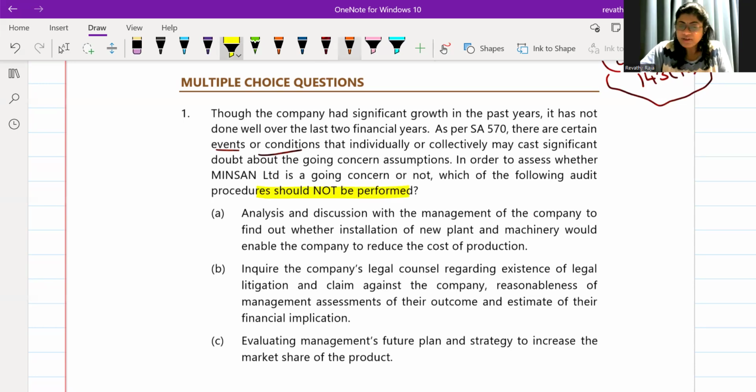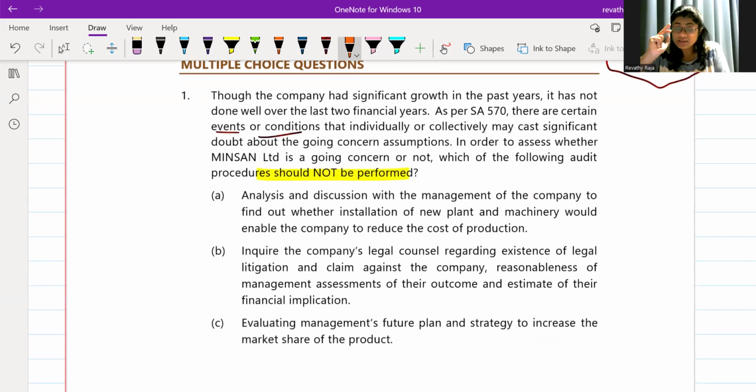Which of the following procedures is not to be performed for going concern? SA 570 talks about events and conditions, material uncertainty that may cast significant doubt on going concern. So what you have to see, is it past or future? To assess their viability to continue, do you need to see the past or future? Very good, you have to see the future. Now they want which is correct or incorrect. They asked which should not be performed, meaning incorrect.